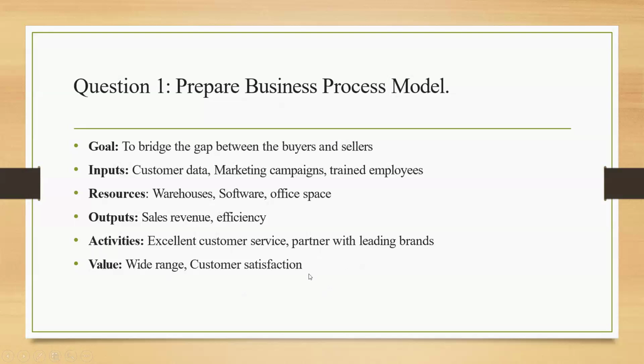So what you need to do, guys, is read the online agriculture product store and identify what the goal is, what the inputs are, what the resources are, what outputs it's going to create, what the activities involved in the project are, and what value it's going to create. Likewise, you need to answer that particular question in a Word document. Okay. So this is all about the business process model.